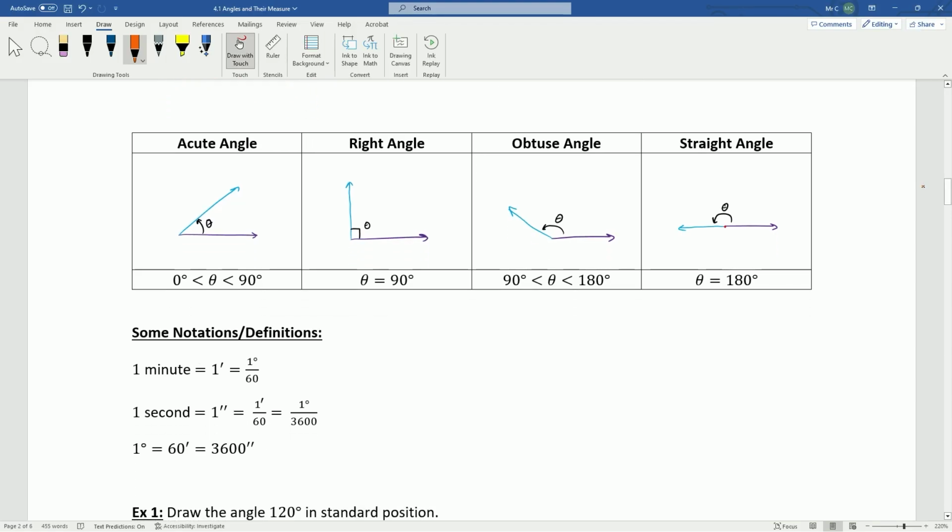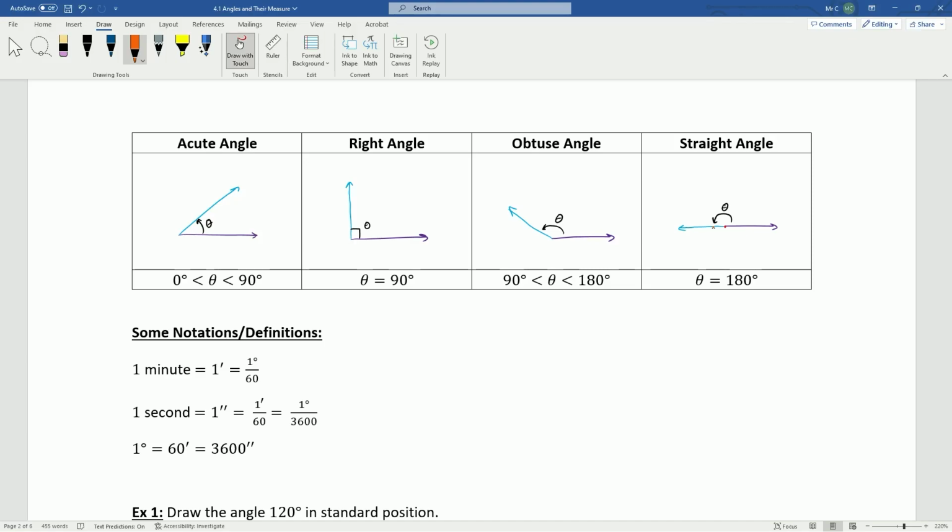Okay, and this should just be a refresher. So we call any angles between 0 and 90 degrees acute angles. We call a 90-degree angle a right angle. We call angles between 90 degrees and 180 degrees obtuse angles. And we call angles that are equal to 180 degrees straight angles.